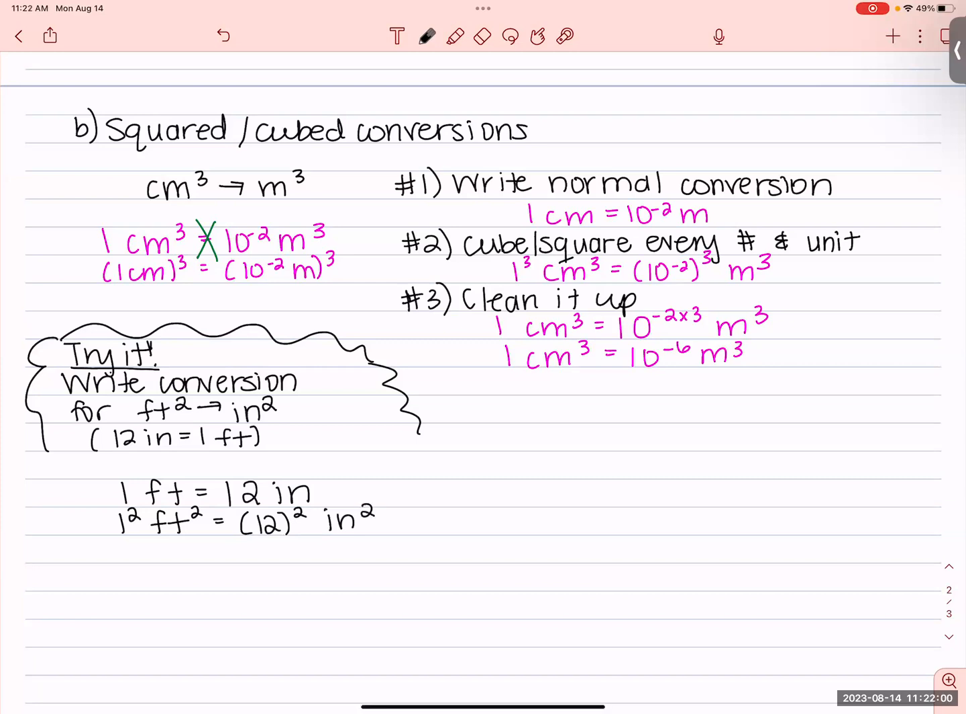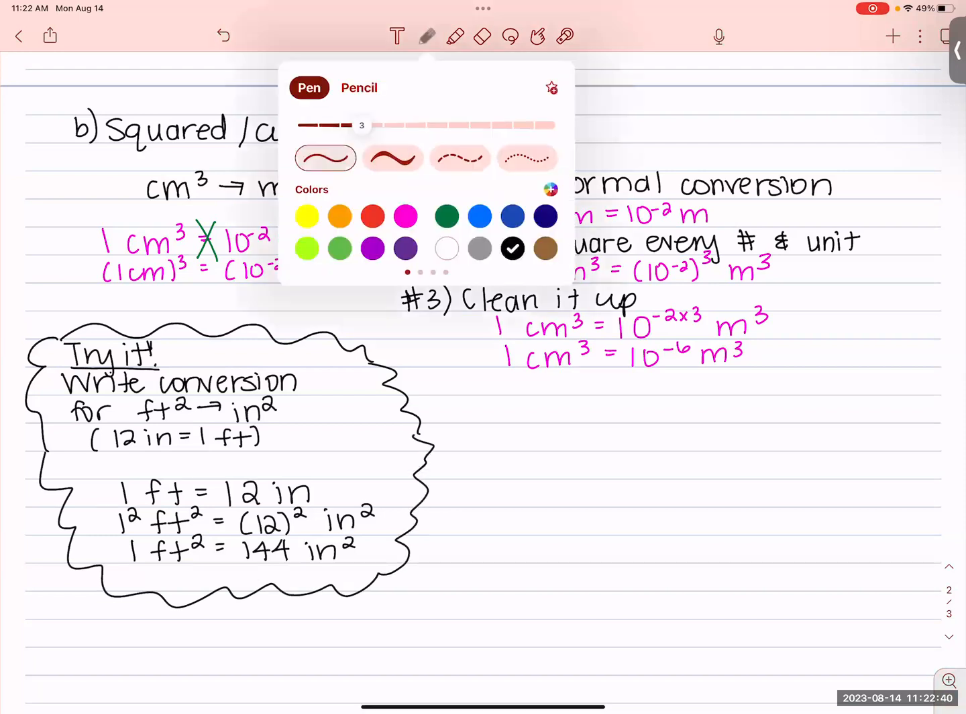And then we can clean it up. And you don't have to clean it up. Really, the cleanup is just for me. When I'm doing this, it's easier for me to do it in steps like that. If you're comfortable with your calculator, you can just write in 12 squared. Like, that's fine. You're not incorrect. But I know for some of you, maybe using the calculator in that way can lead to some error. And so doing it in steps might be helpful. So there's your squared conversion. See, not so bad.